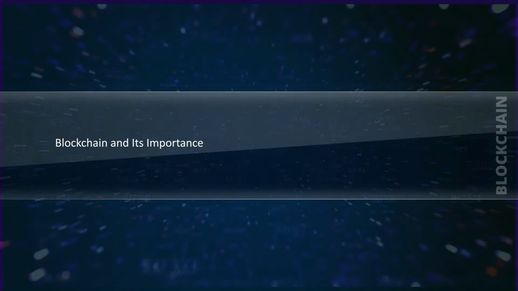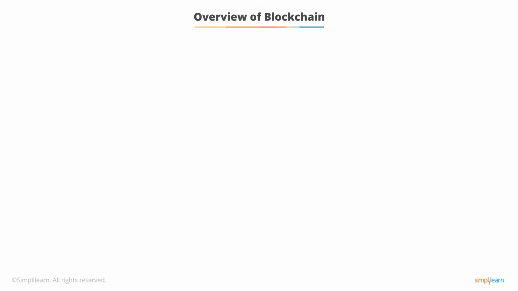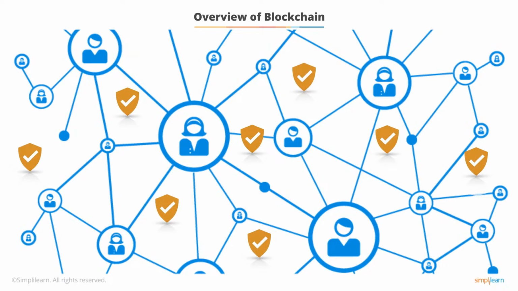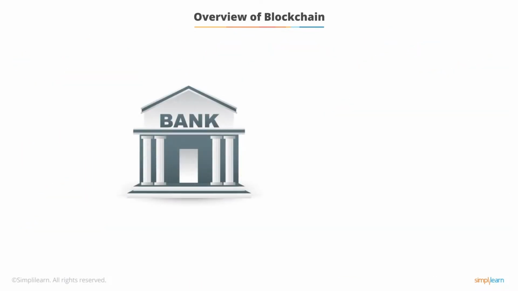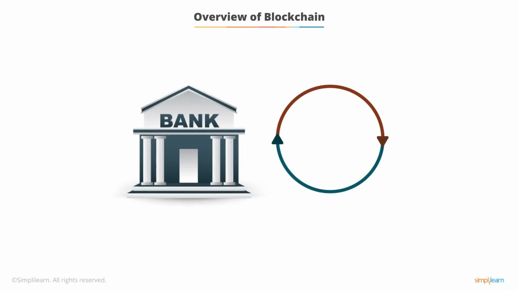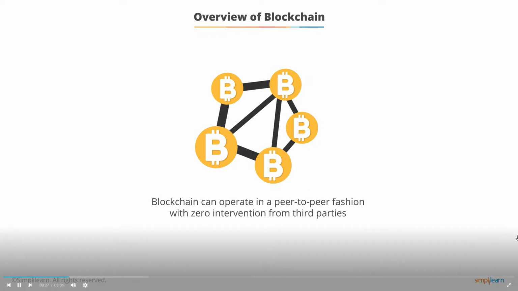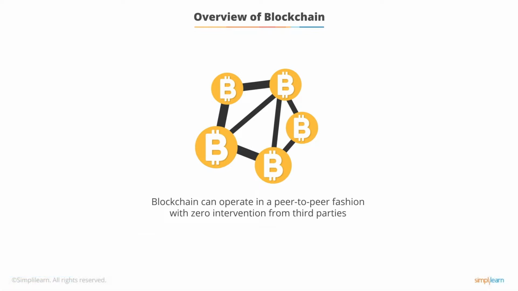Blockchain is important. Overview of blockchain. Blockchain is important because it brings trust to peer-to-peer network solutions. A primary reason the banks have been in existence for decades is to act as a trusted third party for transactions. Blockchain can operate in a peer-to-peer fashion with zero intervention from third parties. Thus, it eliminates the need of trust while conducting business. So, this was just a general overview of the blockchain technology.